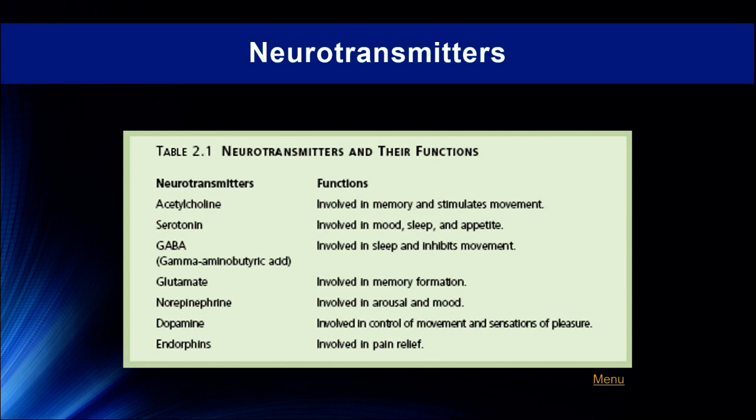Glutamate is an excitatory neurotransmitter involved in memory formation and a variety of other events. Norepinephrine is primarily involved in arousal and mood. This is our primary stress hormone. Dopamine is involved in control of movement and also our sensation of pleasure and a variety of other issues. And then endorphins are involved in pain relief.